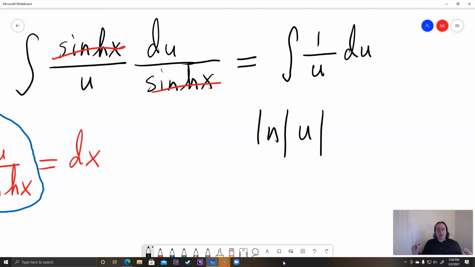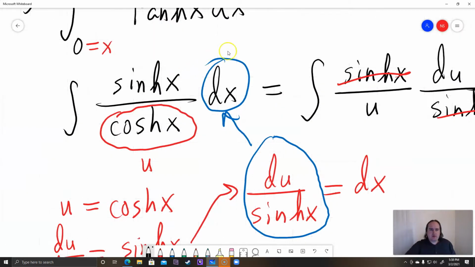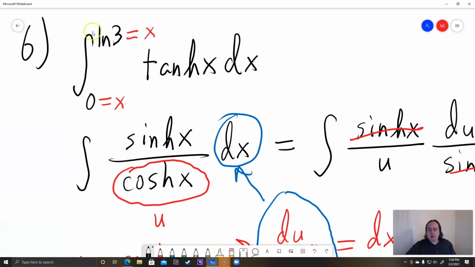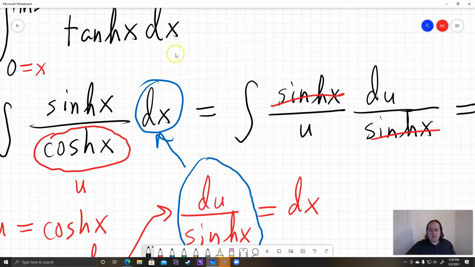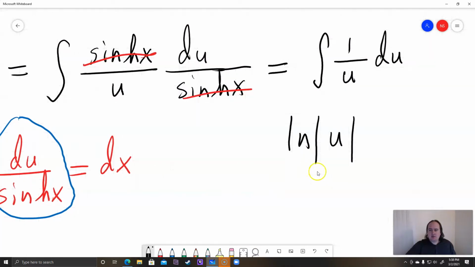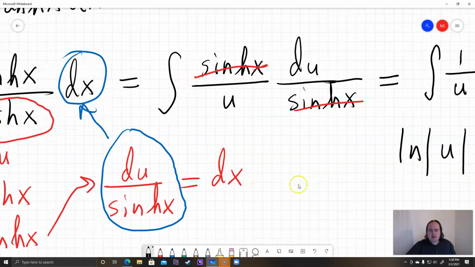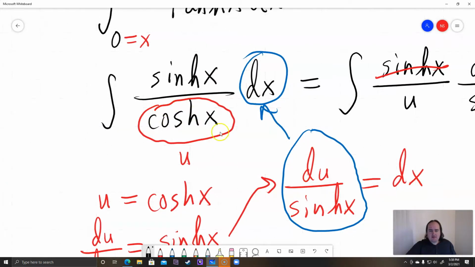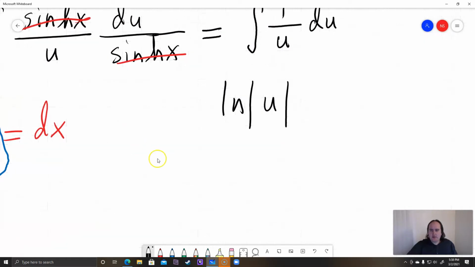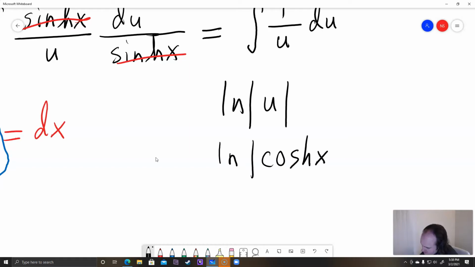However, I'm not going to write a plus c here because this one was a definite integral. Remember the original problem? We actually had numbers to plug in here, so we're going to be plugging those in at the end. So I'm just going to write natural log of absolute value of u, and then I'm going to plug back in, instead of u, cosh of x. So this is going to be natural log of absolute value of cosh of x.